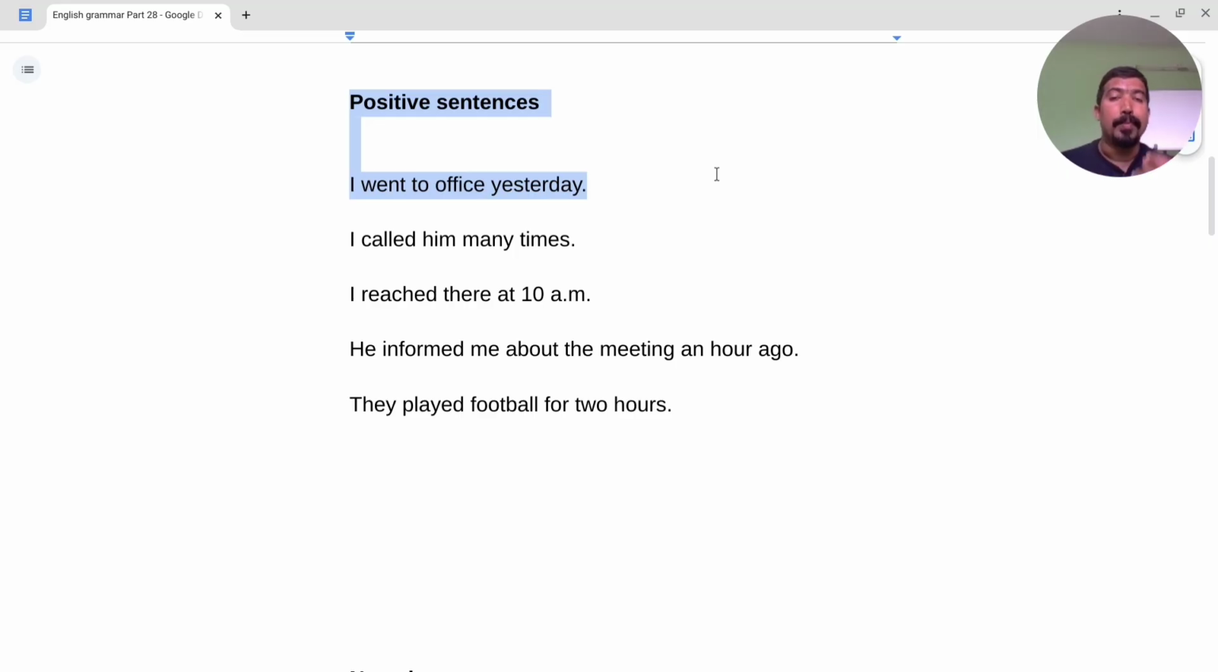And we use past forms of verbs, just like go, it is went. Come, the past form is came. Call, called. Inform, informed. Buy, bought. Bring, brought. Write, wrote. All these things we have already covered in the previous classes.